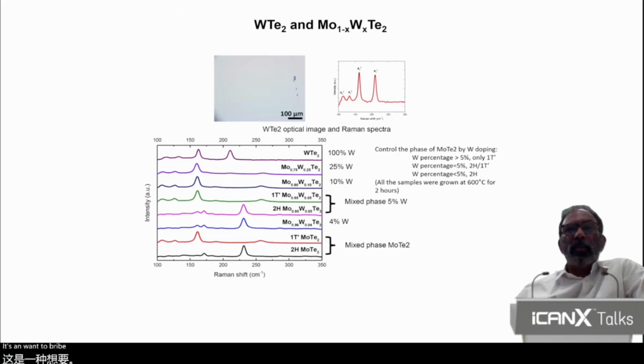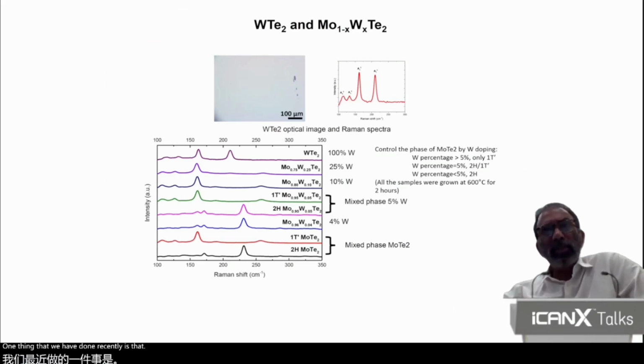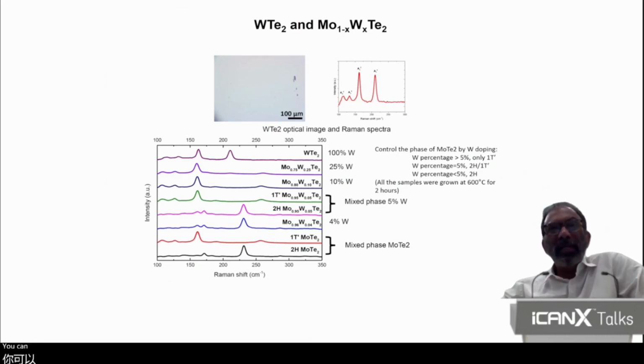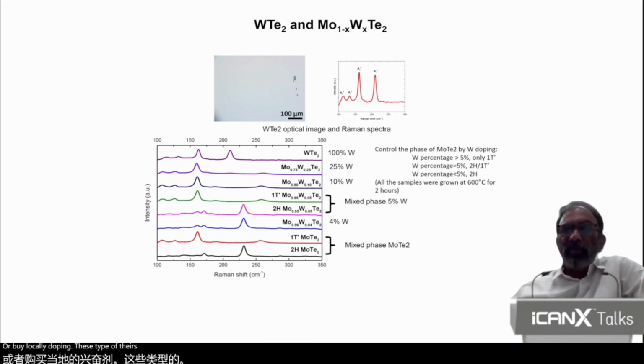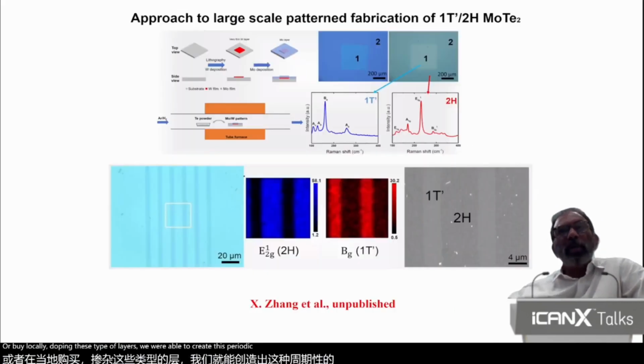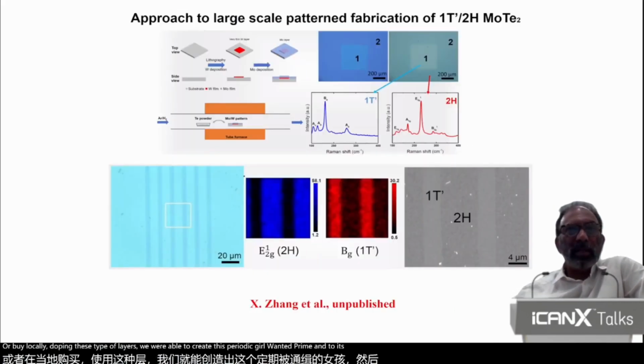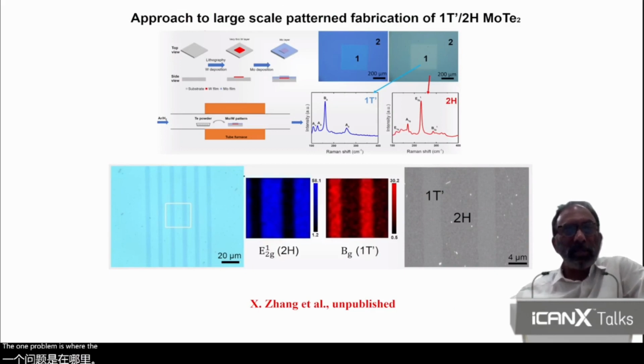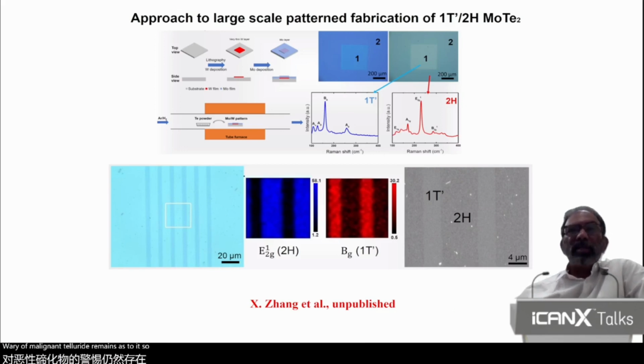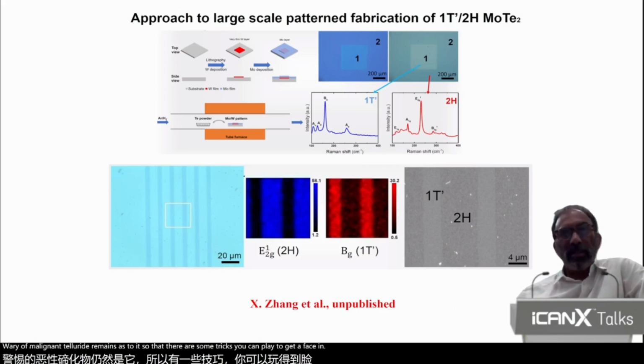People have shown that you can create these localized domain formations, 2H and 1T prime. One thing that we have done recently is that by doping this molybdenum telluride with tungsten, you can change from the semiconducting phase to the metallic phase. So by locally doping these layers, we were able to create this periodic 1T prime and 2H phase. The 1T prime is where the tungsten is doped. The other area of molybdenum telluride remains as 2H. So there are some tricks you can play to get phase engineered architectures within the 2D.